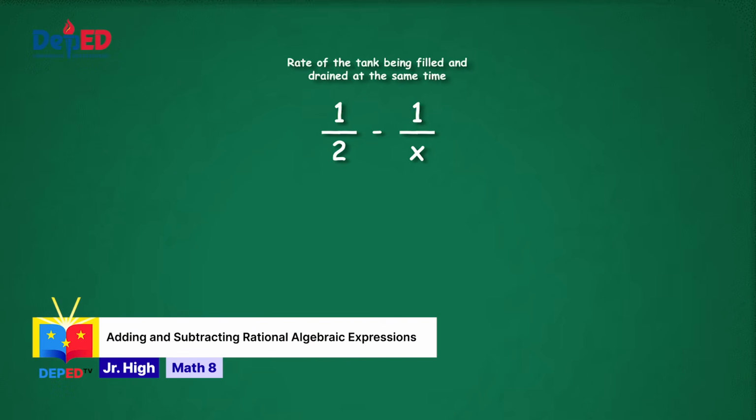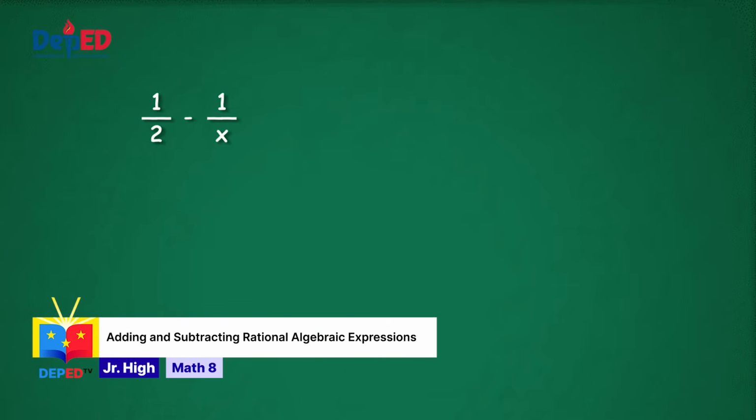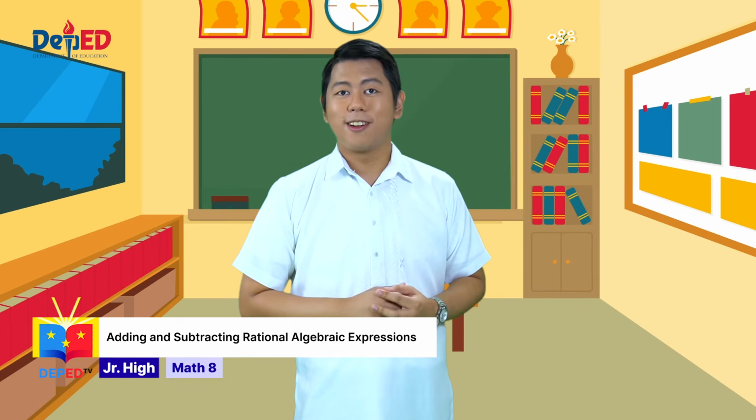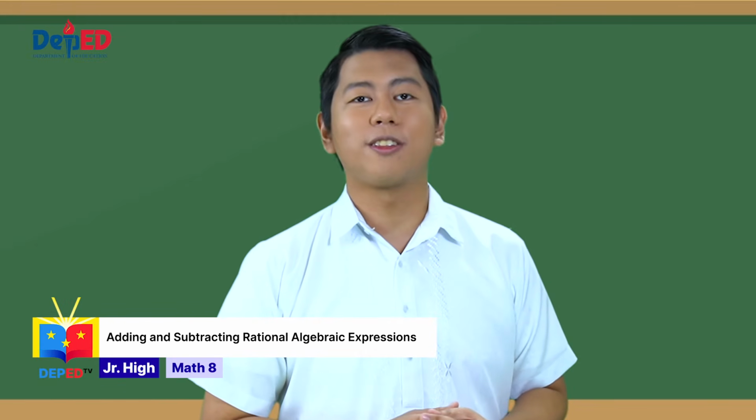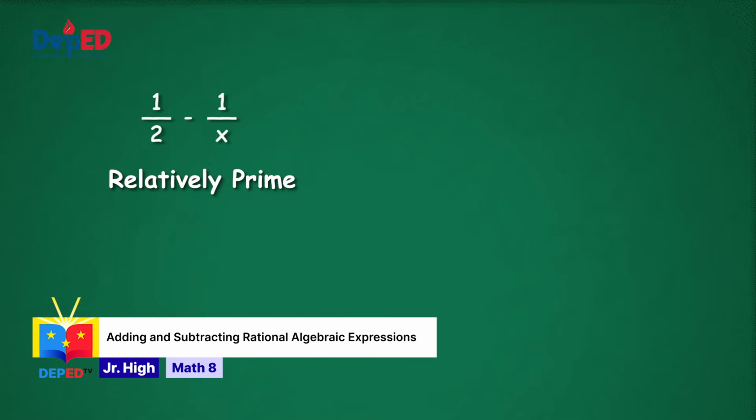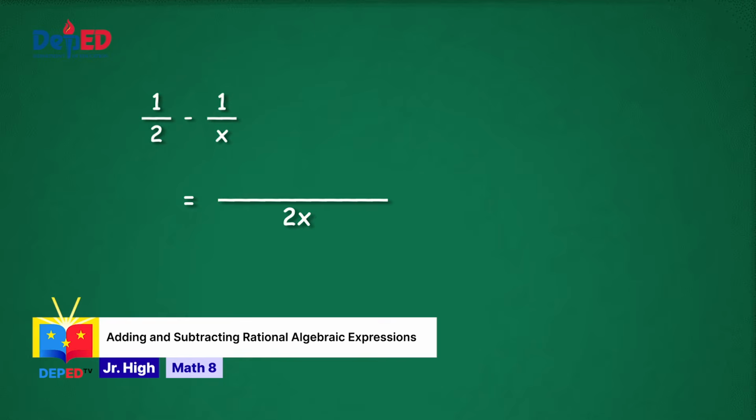We can write this as one rational expression by getting their least common denominator. To get their denominator, we get their product divided by their greatest common factor. And since 2 and x are relatively prime, their least common denominator is just 2x. Now, we multiply the numerators by expressions that will give us the common denominator. So, 1 times x minus 1 times 2, all over 2x.